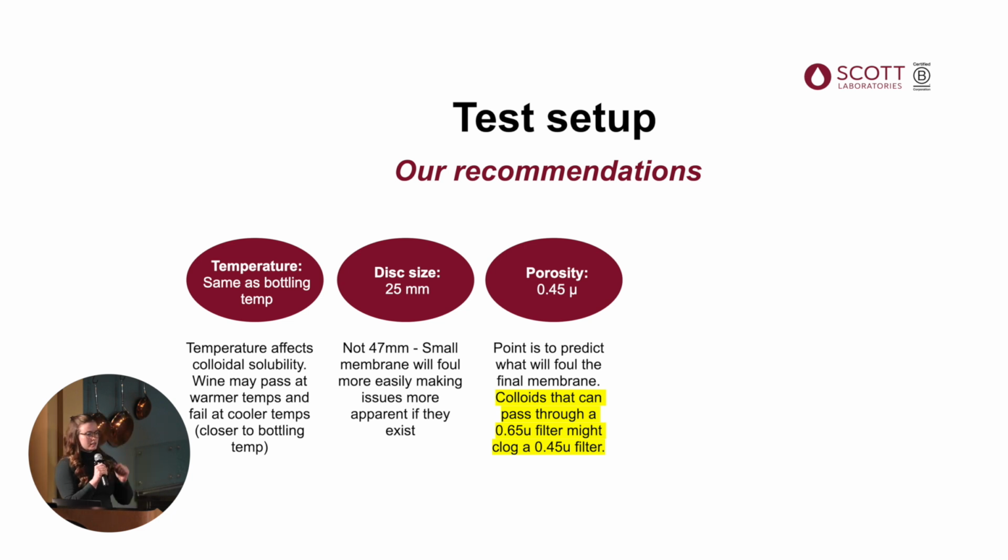Okay, for porosity, we recommend testing your final membrane, which is going to be your 0.45 micron. The point of a filterability test is to predict what's going to foul your final membrane. And the theory for using 0.65 is whatever would clog your pre-filter is definitely going to clog your membrane. But that's kind of a logical fallacy, because stuff that can get through your pre-filter can still clog your membrane. So if you've passed filterability on your pre-filter, you are not necessarily passing filterability on your final membrane.